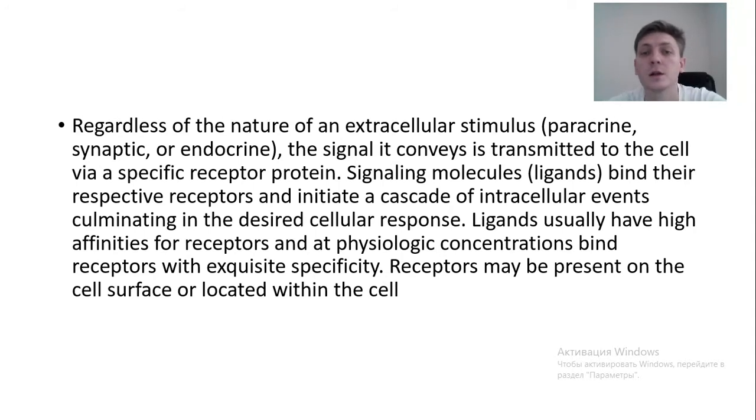Regardless of the nature of an extracellular stimulus, paracrine, synaptic, or endocrine, the signal it conveys is transmitted to the cell via a specific receptor protein. Signaling molecules, like hormones, are known as ligands. They bind their respective receptors and initiate a cascade of intracellular events culminating in the desired cellular response. Sometimes not desired, but it conveys a response. Ligands usually have high affinities for receptors, and at physiological concentrations bind receptors with exquisite specificity. Receptors may be present on the cell surface or located within the cell.